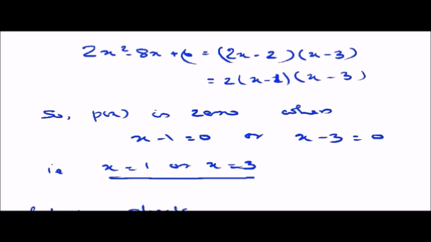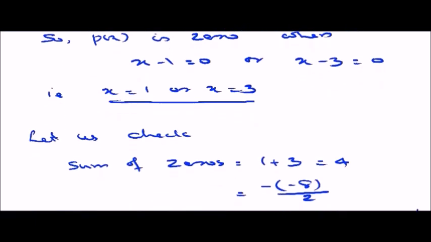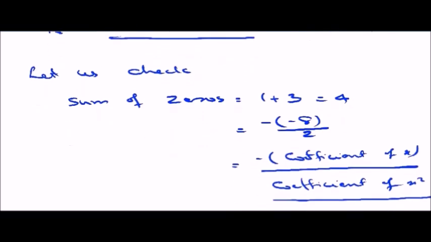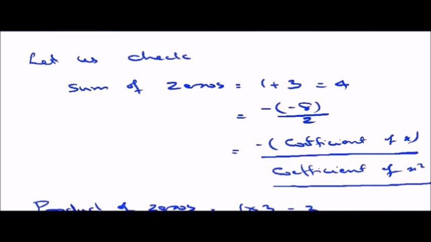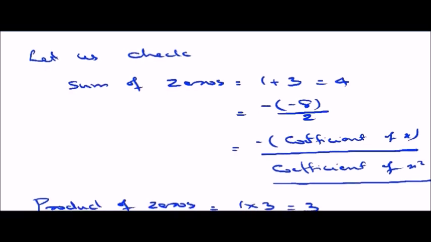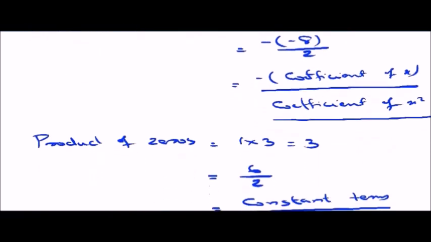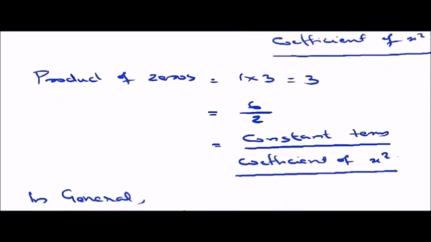So p of x is 0 when x minus 1 is equal to 0 or x minus 3 is equal to 0. That is x is equal to 1 or x is equal to 3. Now let us find the sum of zeros. Here the sum of zeros is 1 plus 3, that is equal to 4. That we can express as minus of minus 8 divided by 2, that is minus of the coefficient of x divided by the coefficient of x square.